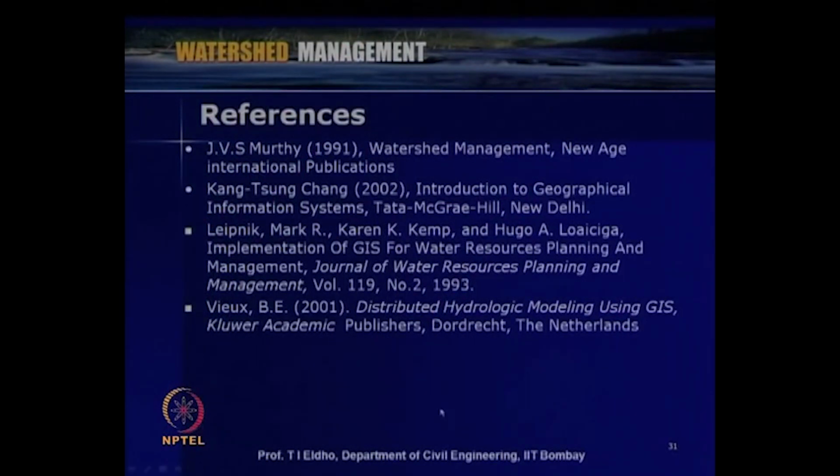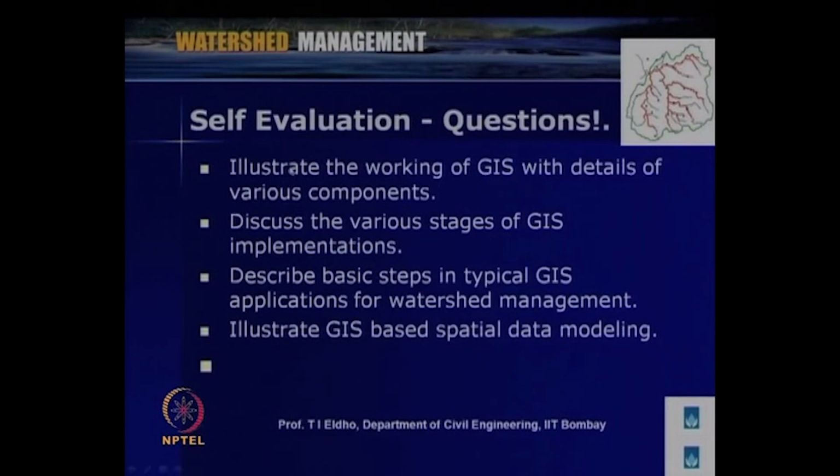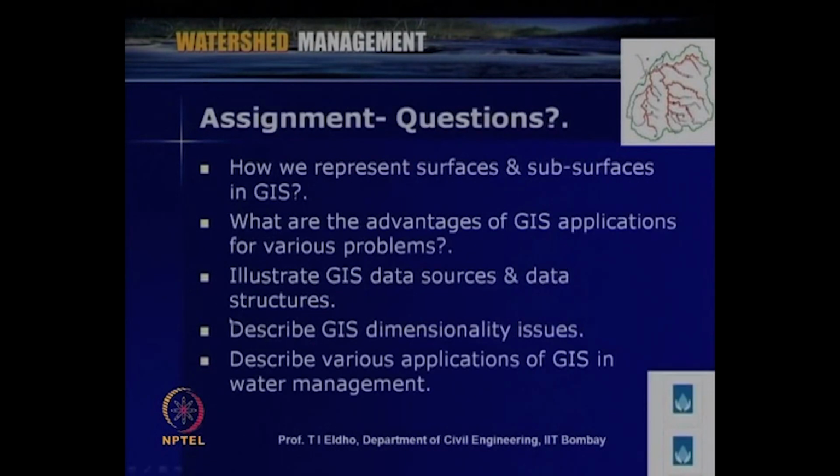These are some of the important references used for today's lecture. Before closing down, some tutorial questions: critically study various GIS packages available for watershed based studies. You can get this from the internet for various packages we have discussed earlier. Then evaluate the capabilities of each package, and explore how effectively the GIS packages can be used for development of watershed management plans. Then some self evaluation questions: illustrate the working of GIS with the details of various components, discuss the various stages of GIS implementations, describe basic steps in typical geographic information system applications for watershed management, then illustrate GIS based spatial data modeling. Based upon today's lecture you can get the answers.